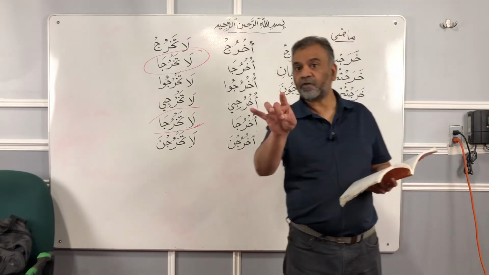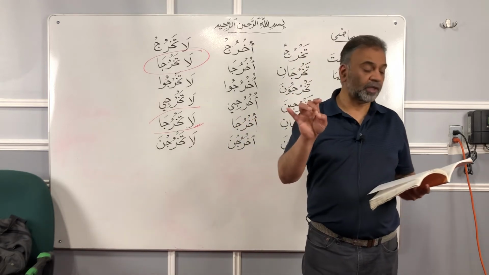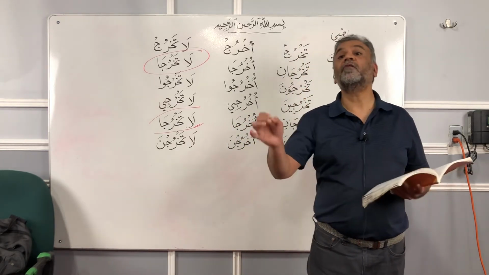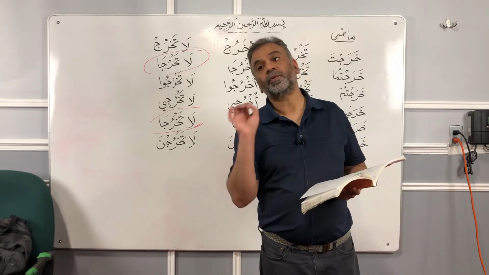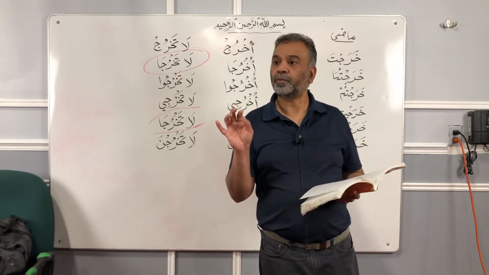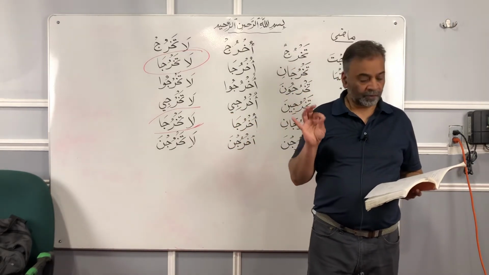And number 10, Aba Bakrin, ya Aba Bakrin. So that's an anta form. Immediately I know it's an anta form, and we don't want him to do something on the board. So we don't want him to write.